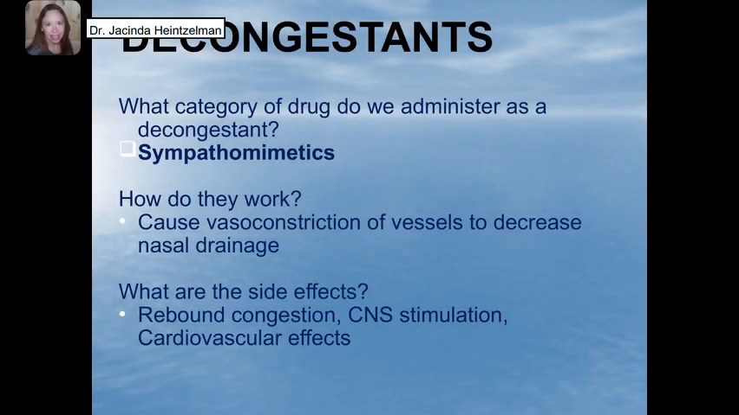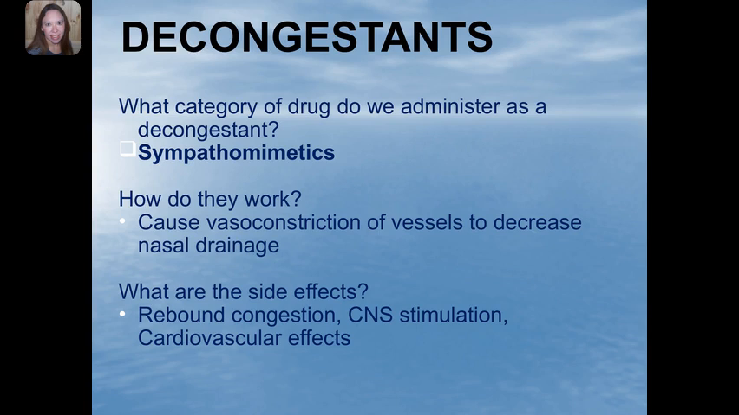Our patient with the common cold is experiencing nasal congestion. What medications can we use as a decongestant? Well, sympathomimetics can also be used for the common cold. In this case, it's just helping with that symptom, that complication that they're experiencing with the common cold.